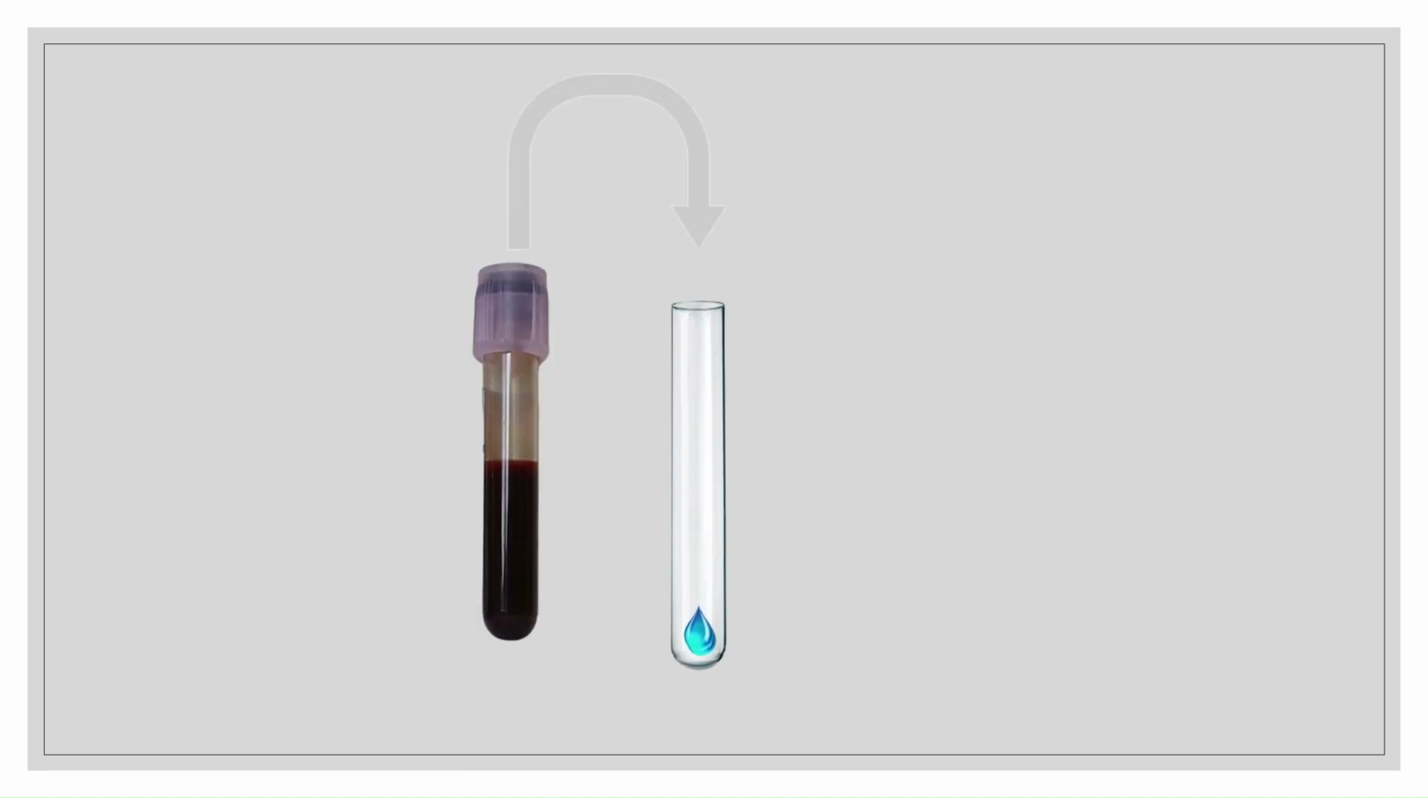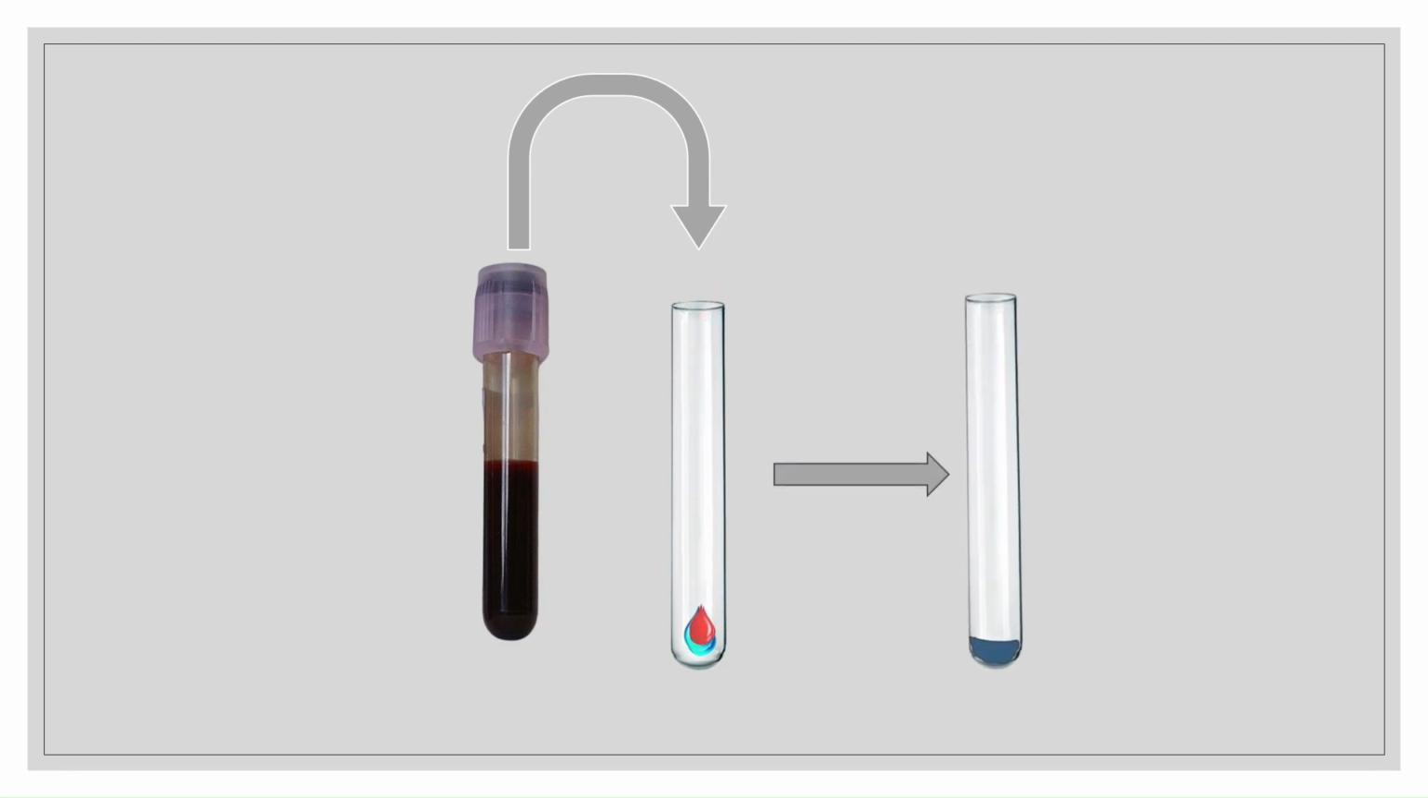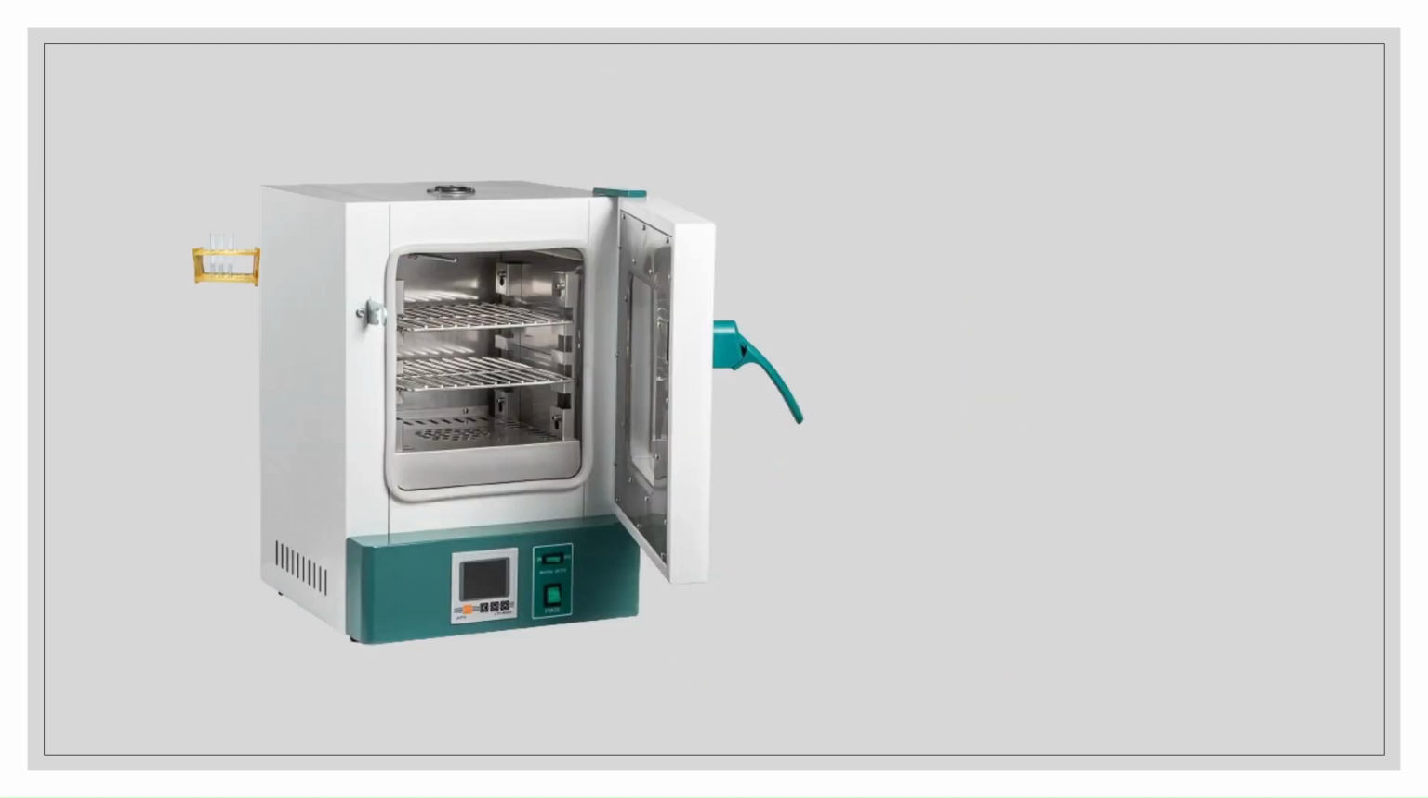Let's learn the procedure. First take a test tube, add 2 drops of dye and add 2 to 3 drops of well mixed whole EDTA blood into this tube and mix well. After mixing, put a stopper on the test tube and put it into the incubator for 15 minutes. Incubate at 37 degrees centigrade.